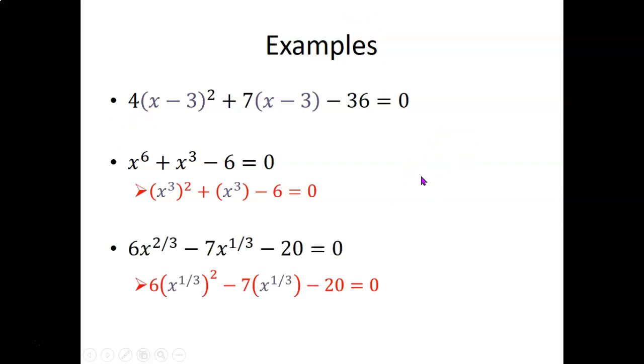And 6x to the 2/3 minus 7x to the 1/3 minus 20 equals 0 would be like a quadratic equation if you thought of x to the 1/3 power as the variable in the equation. Because if you square that, you get x to the 2/3 power. So now let's see how to solve things like this.